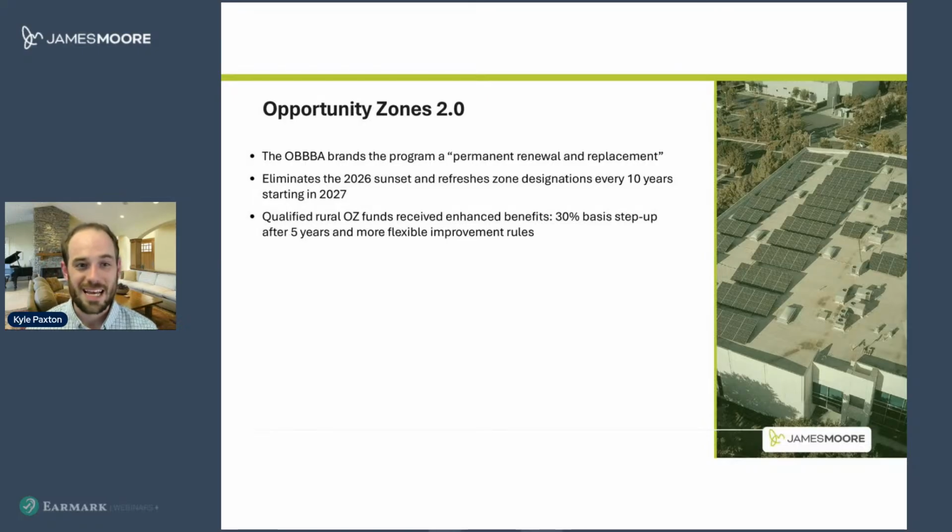We've been in a dead zone for 2 years on qualified opportunity zones, where we didn't have the 5-year gain deferral because it was always coming due in 2026. So the fact that that's happening now is big.